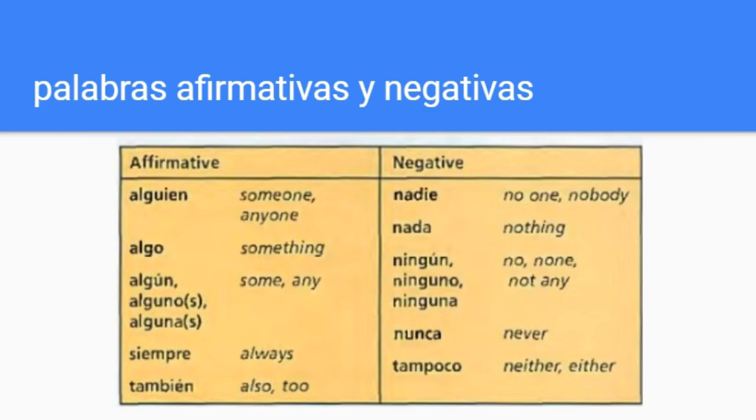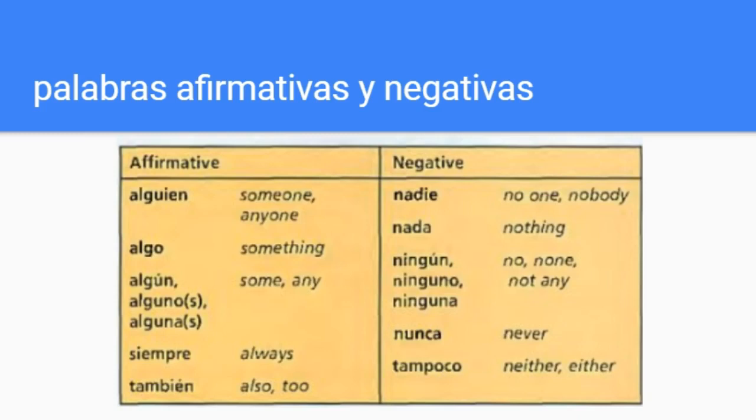Siempre is always and nunca is never. Those are adverbs, right? How often you do something. Nunca is usually preceded by no before the verb. No leo nunca. No canto nunca. No trabajo nunca.